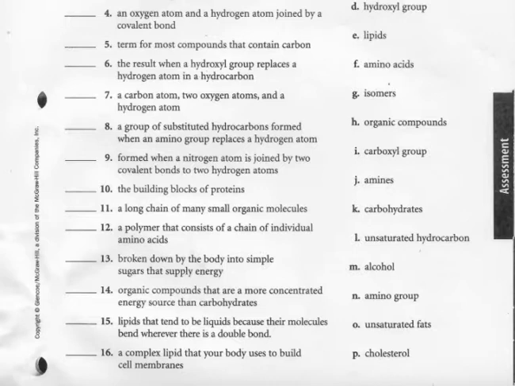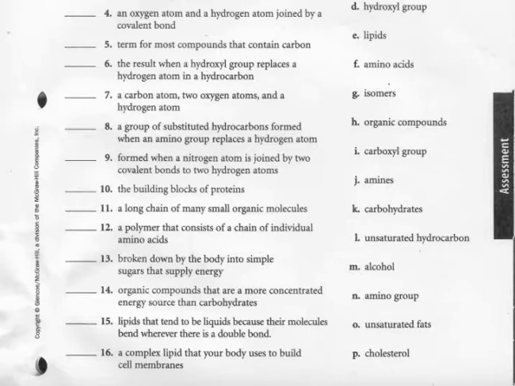Number 9, formed when a nitrogen atom is joined by 2 covalent bonds to 2 hydrogen atoms. That's an amino group. Notice the difference between those. Number 9 is an amino group, so it's just referring to the nitrogen and hydrogen atoms that are bonded together. And 8 is a substituted hydrocarbon, so when the amino group is added to the hydrocarbon, you have an amine, which is the new substance. Number 10, the building blocks of proteins are F, amino acids.